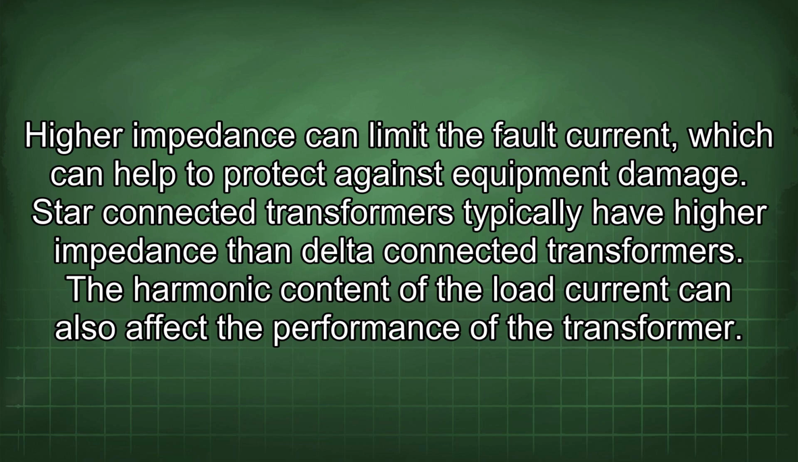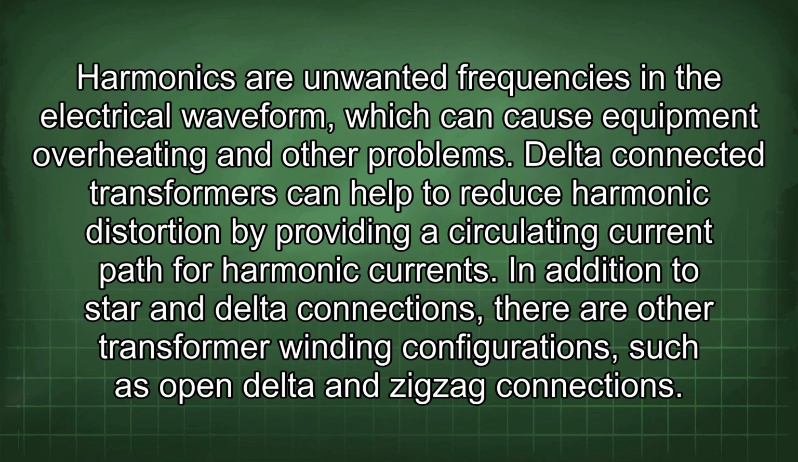The harmonic content of the load current can also affect the performance of the transformer. Harmonics are unwanted frequencies in the electrical waveform, which can cause equipment overheating and other problems. Delta-connected transformers can help to reduce harmonic distortion by providing a circulating current path for harmonic currents.